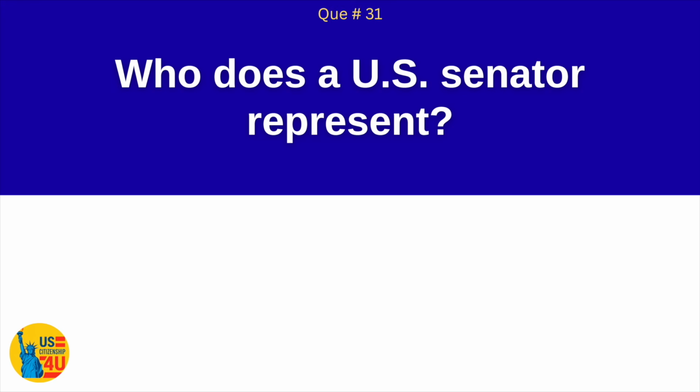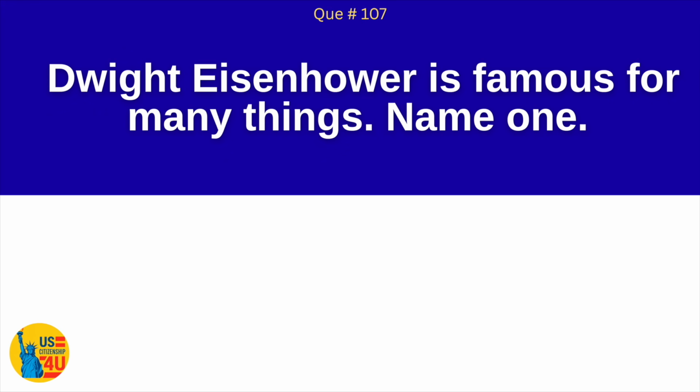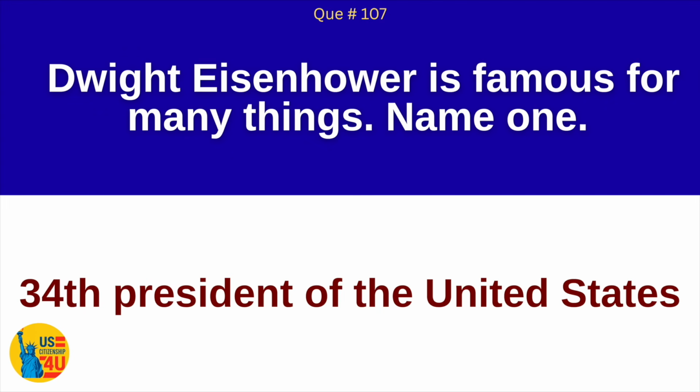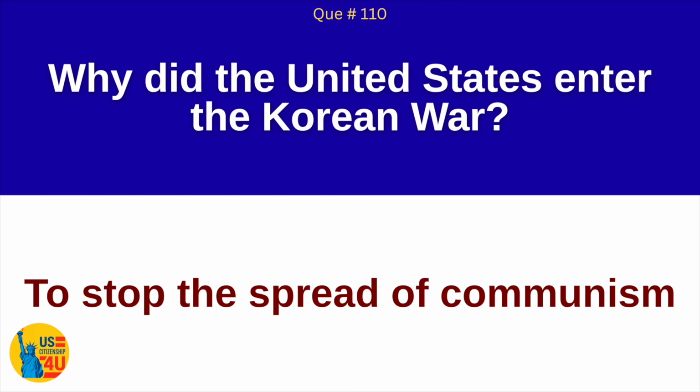Who does a U.S. Senator represent? Citizens of their state. Dwight Eisenhower is famous for many things. Name one. 34th President of the United States. Why did the United States enter the Korean War? To stop the spread of communism.